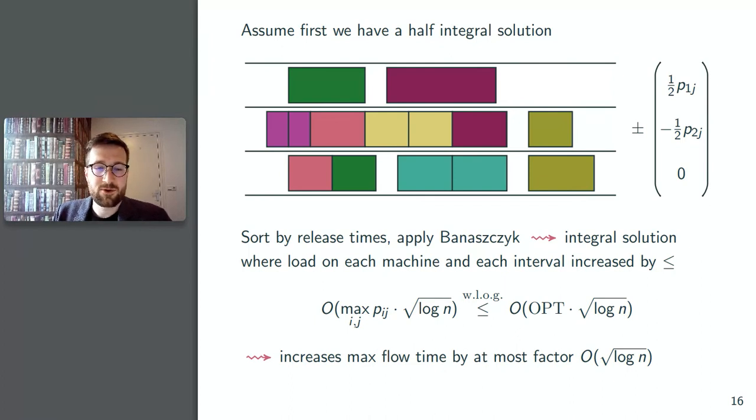However, we assumed in the beginning that we are already given a half integral solution. So how do we do it in general? In general, we don't have a half integral solution, but we have an arbitrary fractional solution. But the same trick here can be applied in a slightly more general way as follows.